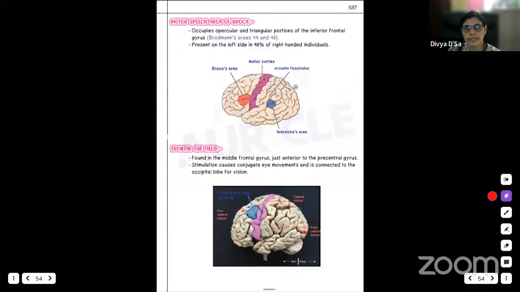Then an important area we have to know is the motor speech area of Broca. Broca's area separately can be asked as a 3-mark question, so you need to know about that. So what is this Brodmann's area? This is the area number 44 and 45.